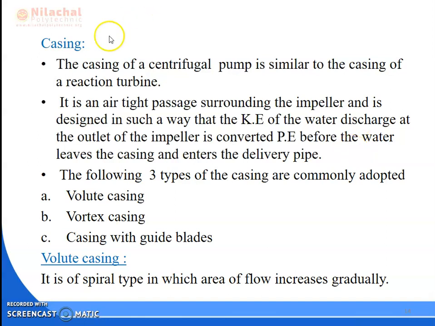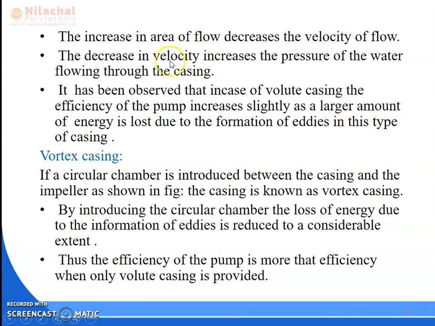So we are discussing casing. Specifically, we are discussing volute casing. What is volute casing? It is also known as a spiral casing. If the area of the flow gradually increases, that is basically known as your volute casing. So if the area increases, then what will happen?